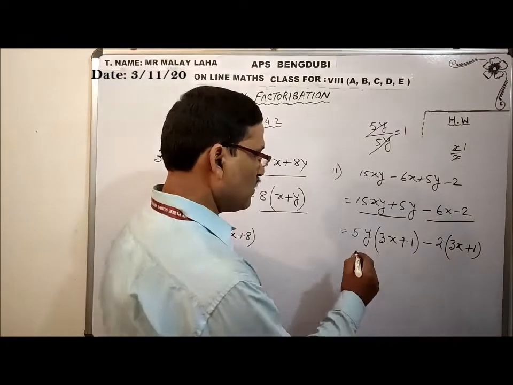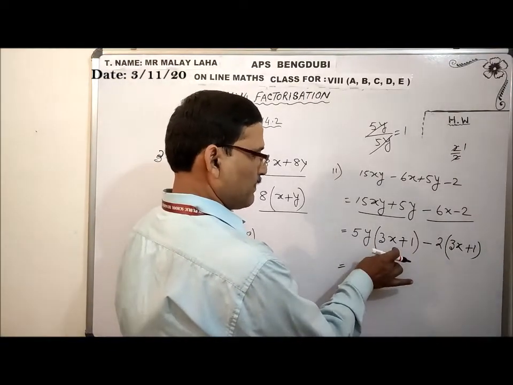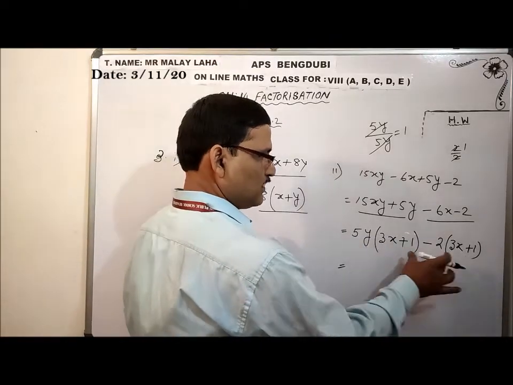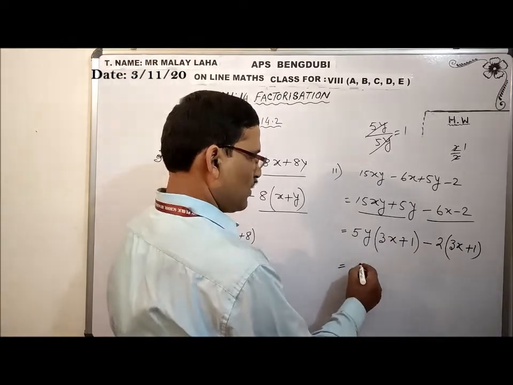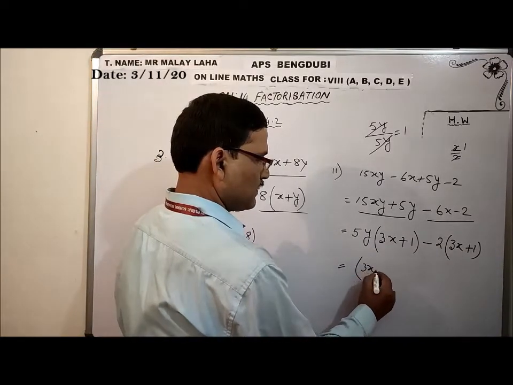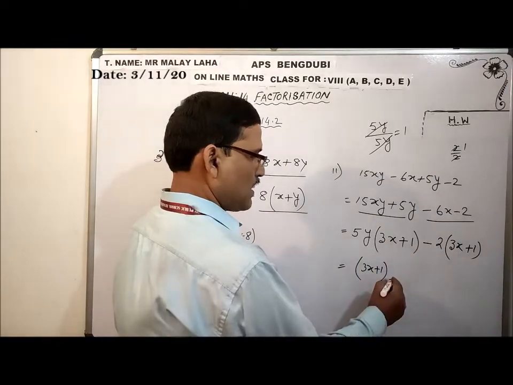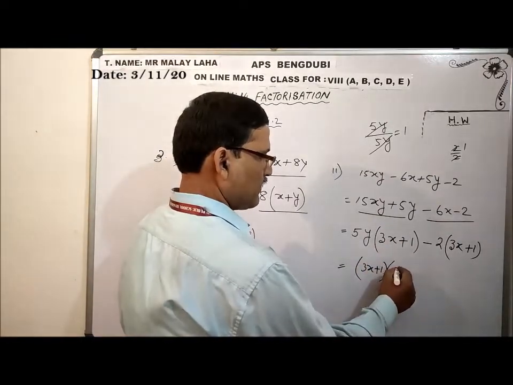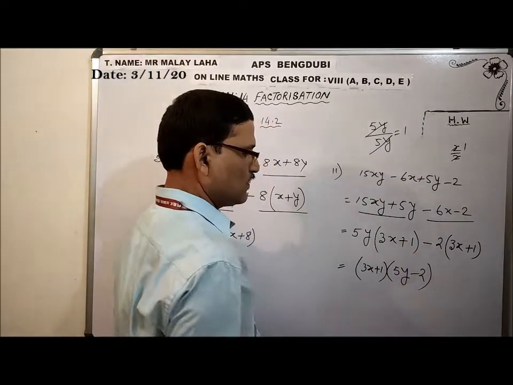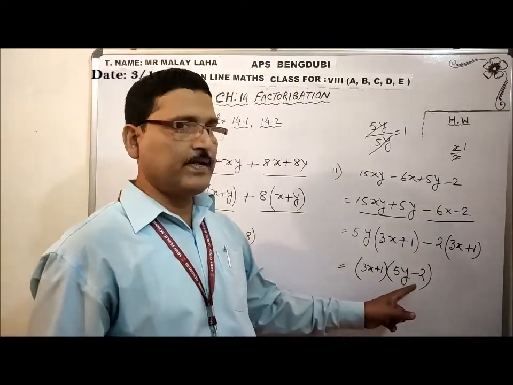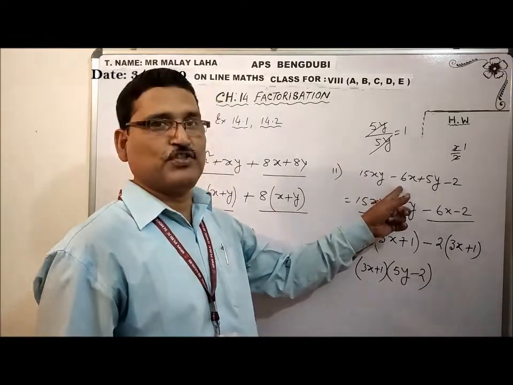Okay. Now overall common. I have to take overall common from these two factorizations. This is also one factorization. This is also one factorization. From these two factorizations, what is overall common? 3x plus 1. It is present in both factorizations. And what is left out here? 5y. And what is left out here? Minus 2. So 3x plus 1, 5y minus 2. This is the final factorization of this expression.